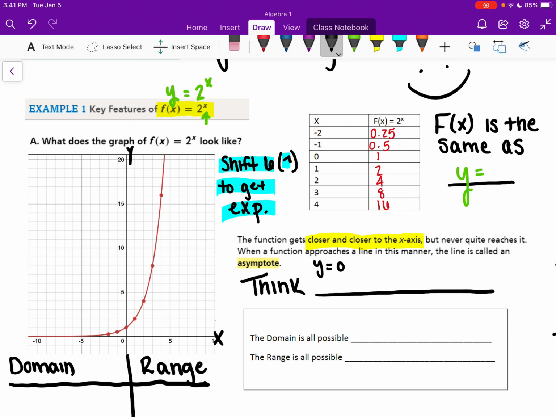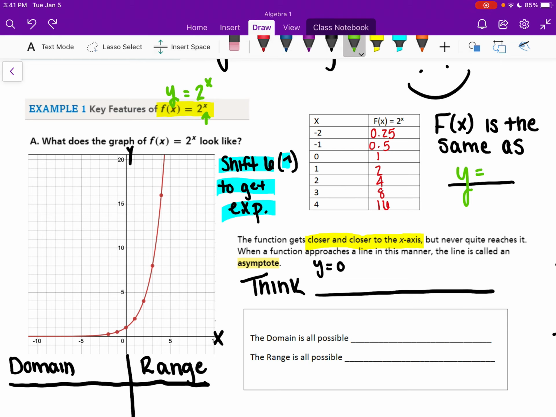And that's what an asymptote on a graph is. An asymptote is an invisible line on a graph that you never touch and you never cross the line. Notice the function is not down here below the x-axis and then it comes up. No. It is above that x-axis at y equals 0.